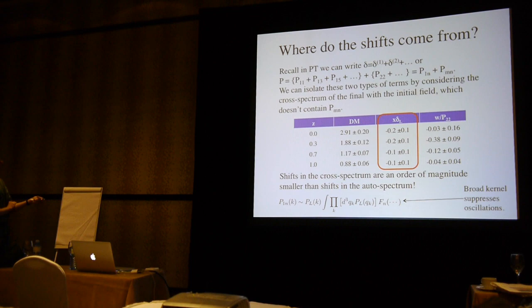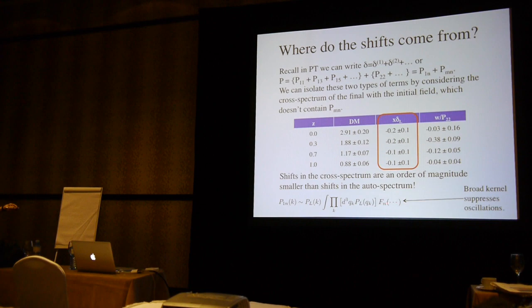And so if I take not the dark matter crossed with itself, but the dark matter crossed with the initial density field in the simulation, which I very cleverly stored, you'll notice that these shifts are extremely small and basically consistent with no shift at all, right? And so that says that the shifts in the cross spectrum, which are these P1n terms, are an order of magnitude smaller than the shifts in the auto spectrum. Why might that have been expected? If you go and actually look at what these P1n terms look like, they all look like linear theory things times integrals of P_L times f.